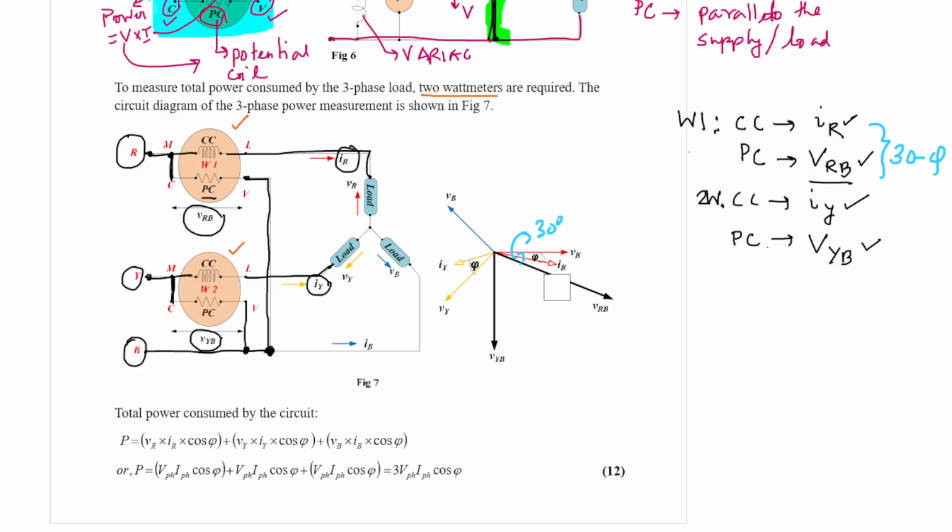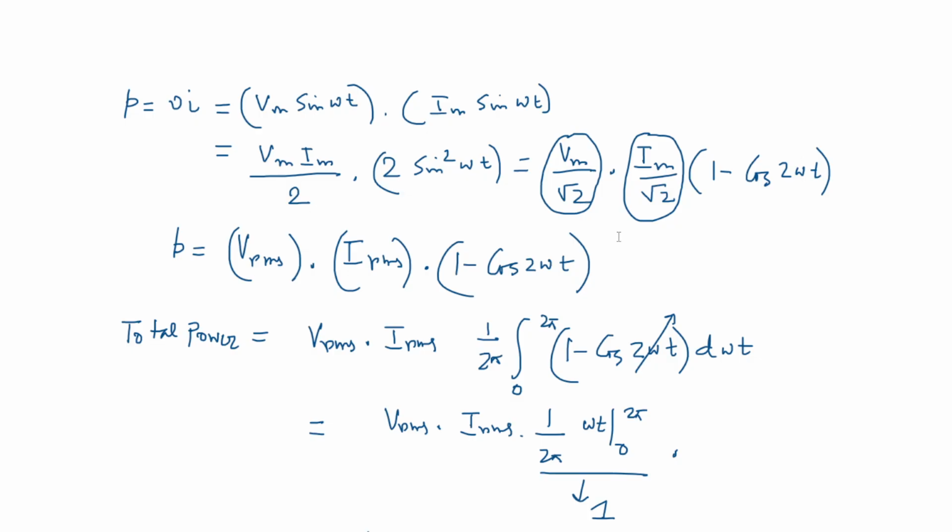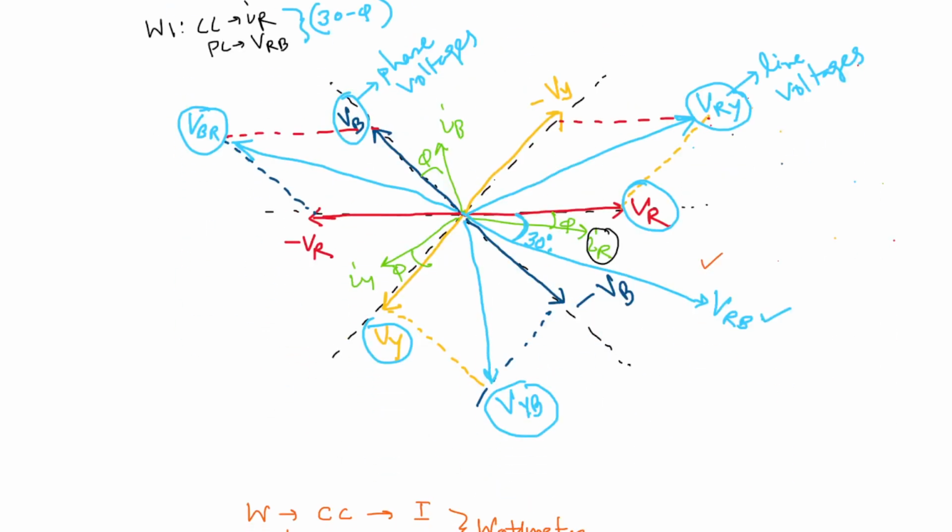Now let us come to W2. W2 measures IY and VYB, these two. So here it is IY, this is IY, and where is VYB? VYB is this. So actually this angle is 30 degree.